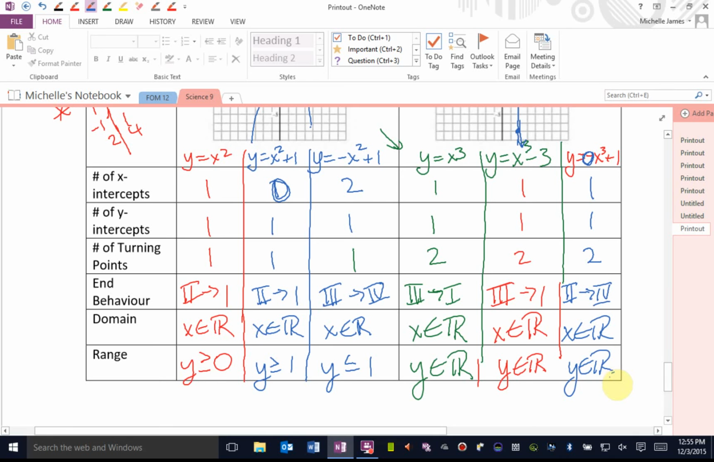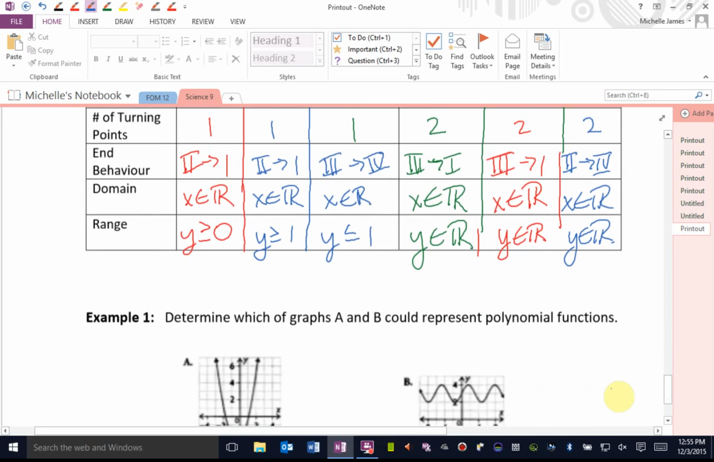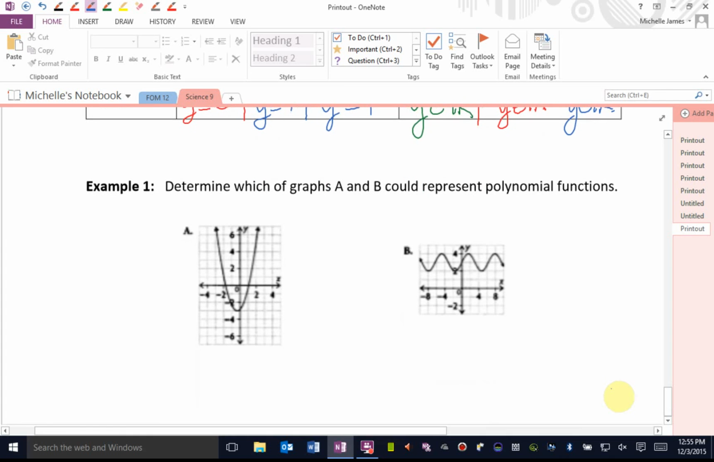All right, last 2 questions and we are done. Have a look at those 2 graphs below. It says determine which of the 2 do you think could represent a polynomial function. A. What is a polynomial function? What isn't it? So what does this look like? What does A look like?